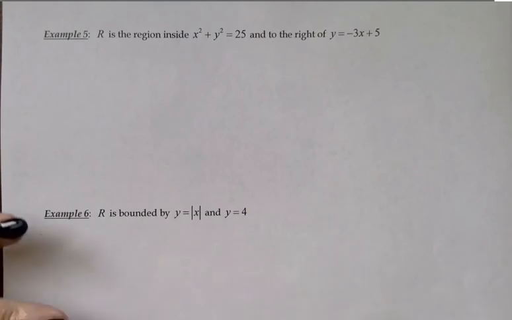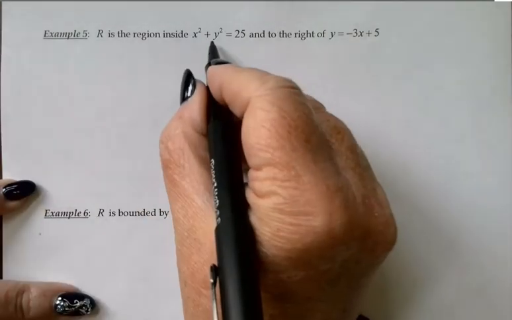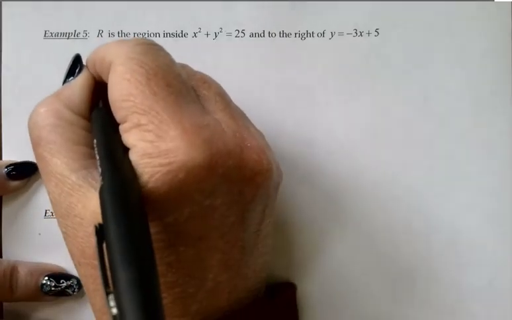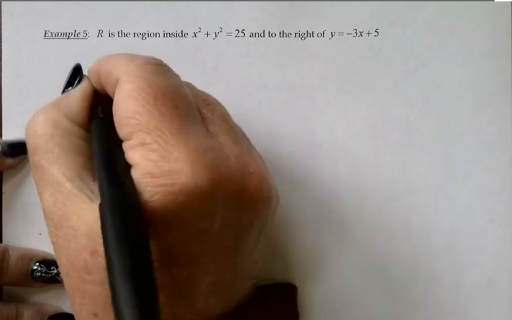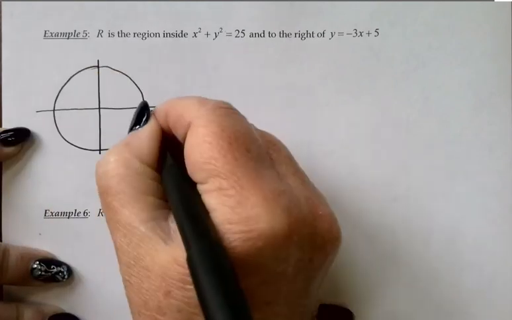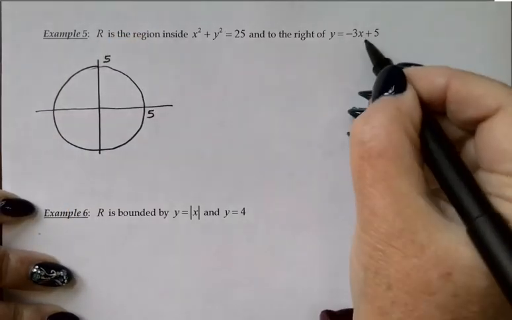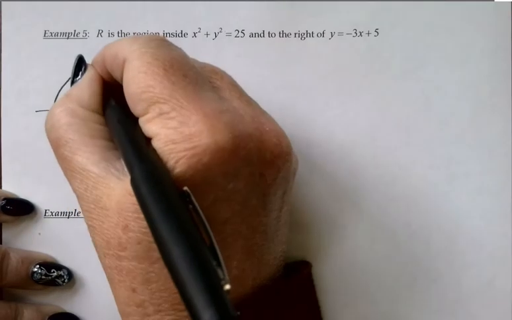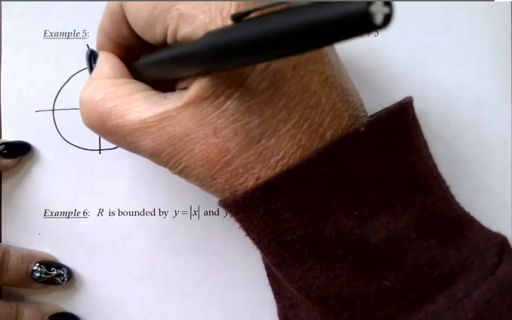All right, in example 5, we're looking at the region inside the circle, x squared plus y squared equals 25, and then to the right of that line. So there's my circle of radius 5. And this line would have a y-intercept of 5 and a slope of negative 3, so a fairly steep slope here.